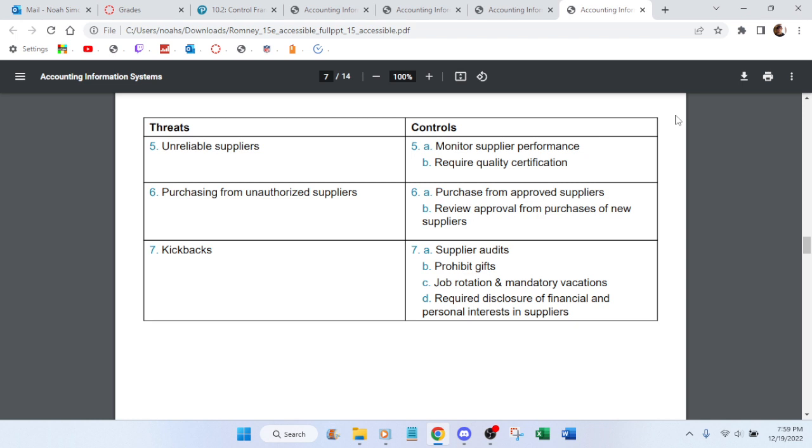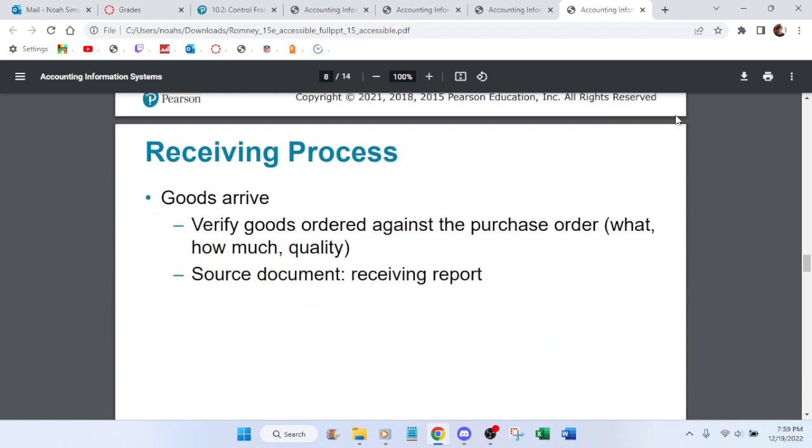Supplier audits. Prohibit gifts. Job rotation and mandatory vacation. Require disclosure of financial and personal interests in suppliers.